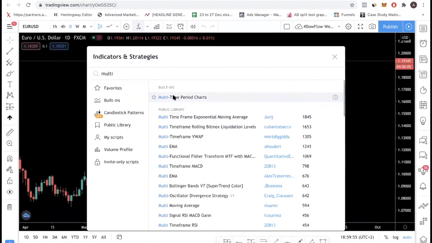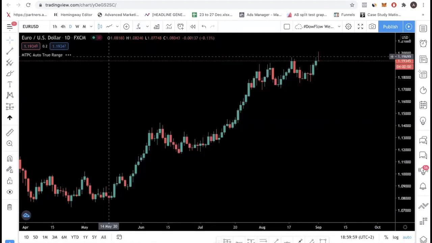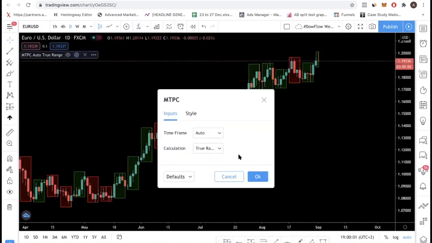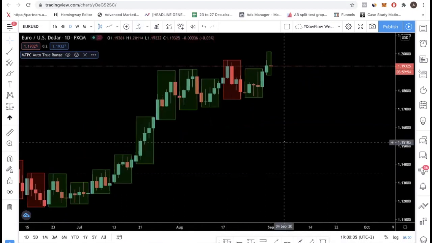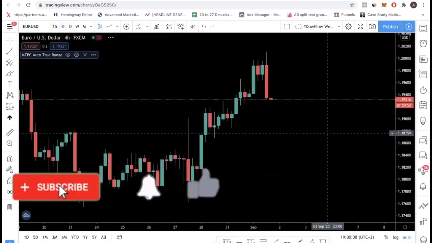Okay, so sorry. This is the one here. Okay, so just choose this. Okay, so just choose the default settings. Just leave it auto true range. It's fine. Okay, so right now we have the indicator, and this is how you use it.